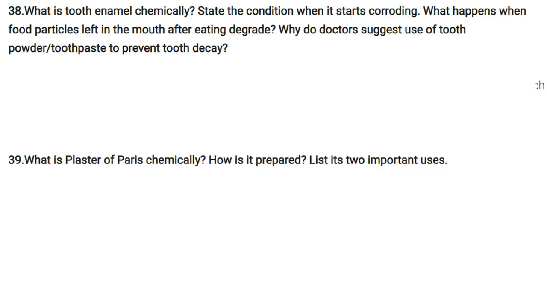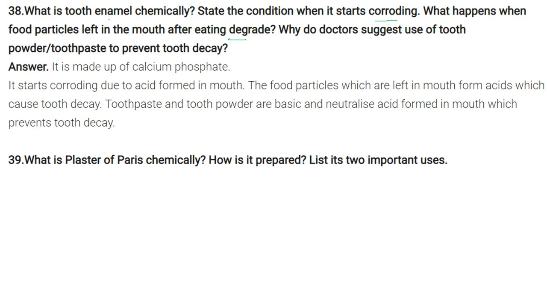What is tooth enamel chemically? State the condition when it starts corroding. What happens when food particles left in the mouth after eating degrade? Why do doctors suggest use of tooth powder, toothpaste to prevent tooth decay? So first of all, tooth enamel is made up of calcium phosphate. It starts corroding due to the acid formation in the mouth. So the food particles which are left in the mouth form acid, which will cause the tooth decay. Toothpaste and tooth powder are basic, and they neutralize the acid which is formed in the mouth, and that will prevent the tooth decay.